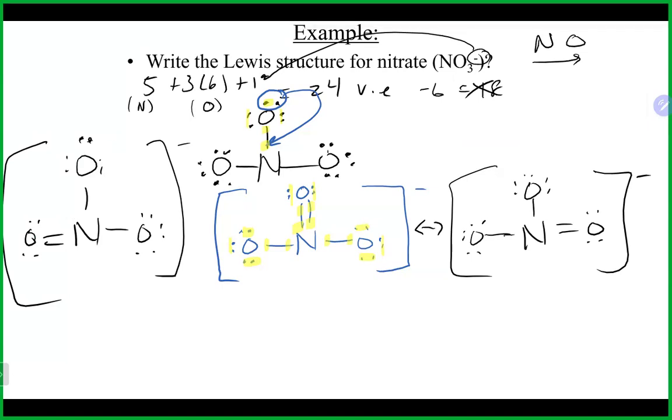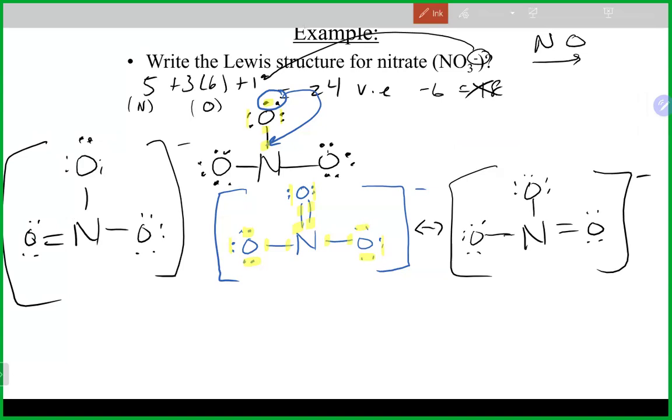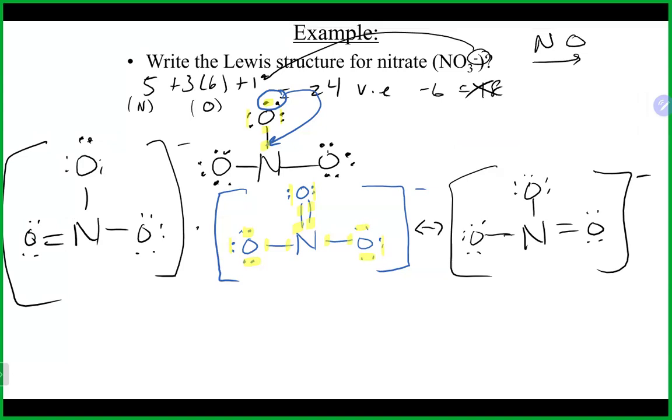Cool. All three of these structures would have been perfectly fine if you were asked just to draw the Lewis structure for nitrate here. You could have done any of the three. All three of them together are what are known as resonance structures. Resonance structures occur just like this, where you have more than one option as to where you could have done that double bond, and you could draw multiple Lewis structures. They usually are indicated by arrows heading in both directions.